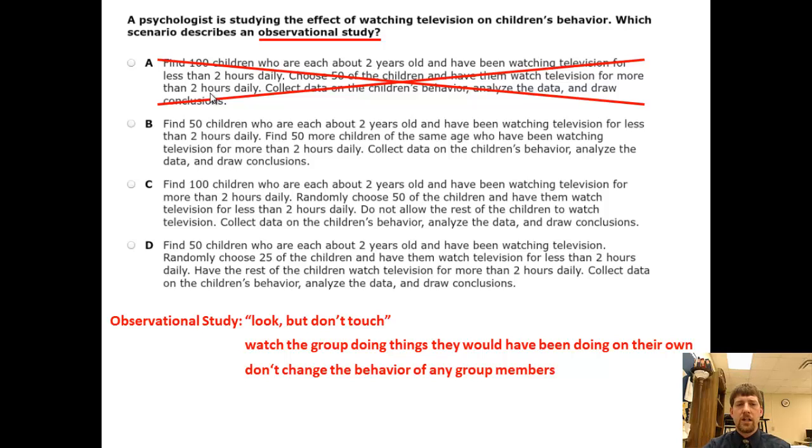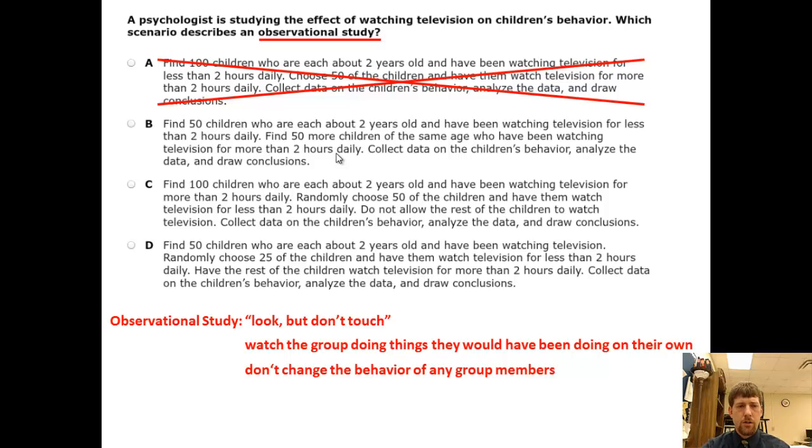Find 50 children who are each about 2 years old and have been watching TV for less than 2 hours daily. Already watch TV, okay, for less than 2 hours. Find 50 more children of the same age who have been watching television for more than 2 hours daily. So these other 50 already are watching TV for more than 2 hours. Collect the data, analyze the data, draw the conclusions. So that one sounds pretty good. We haven't changed anything. They were already watching TV for less than 2 hours or already watching TV for more than 2 hours. We're just going to watch them do it and see how they behave. So that one looks pretty observational, but you have to always go through and read all of them just to make sure.